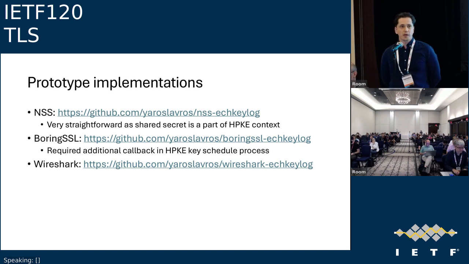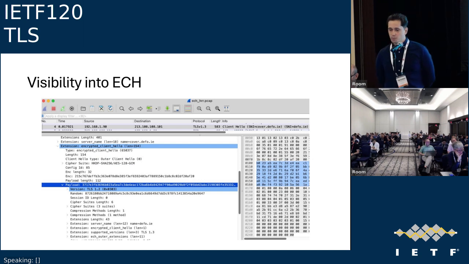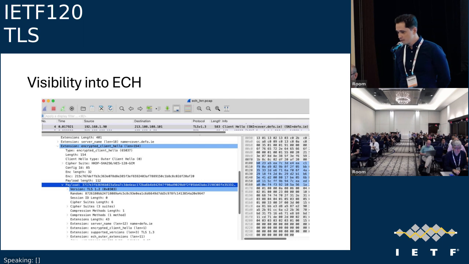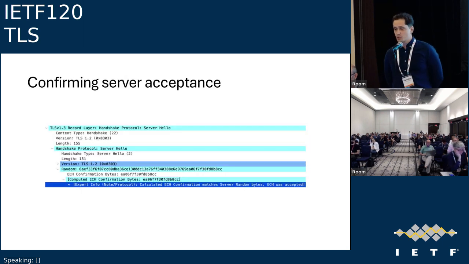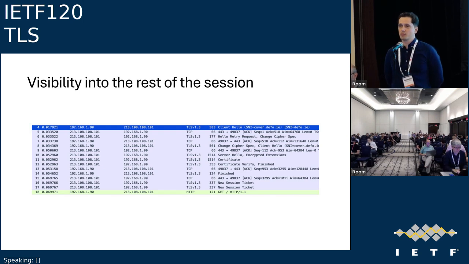I took the liberty to do a few prototype implementations, just in case running code matters. It was very easy to implement in NSS because it happens to carry the shared secret from HPKE in its context. With BoringSSL, it was a little bit more complex because the shared secret is dropped immediately after the key schedule process, so it took an additional callback to implement that. And a Wireshark implementation to look into that. So it allows for troubleshooting and diagnostic visibility into ECH so we can see what's inside, what was offered by the client. It can also check if the server has accepted ECH by looking at the magic bytes and comparing them to computed ones. And yes, we can then look into the rest of the session because we know if ECH was accepted or not, so which client random should be used and look up keys accordingly.